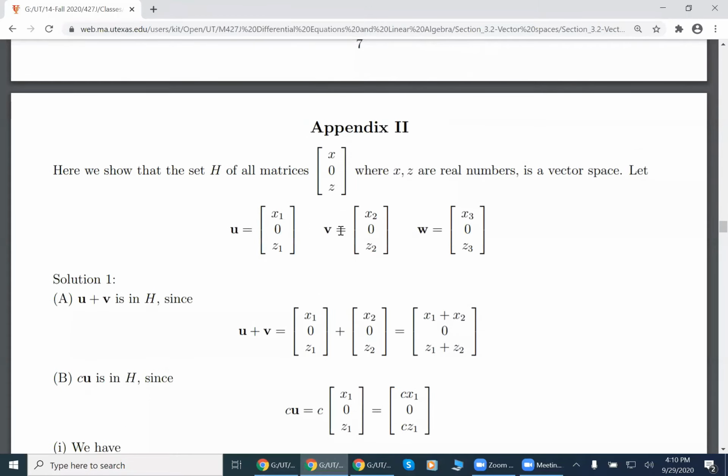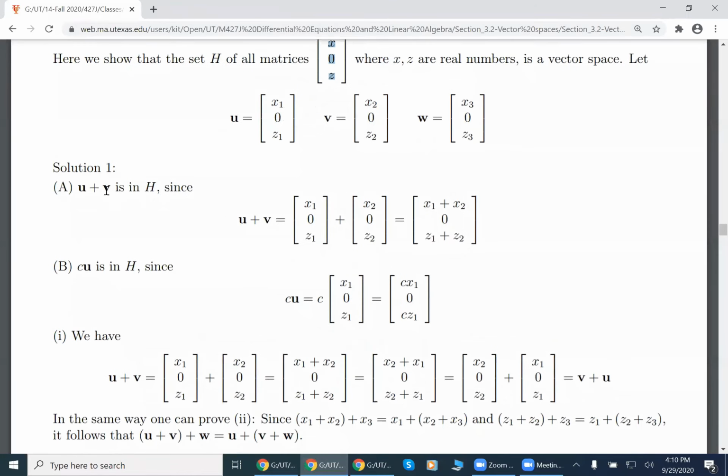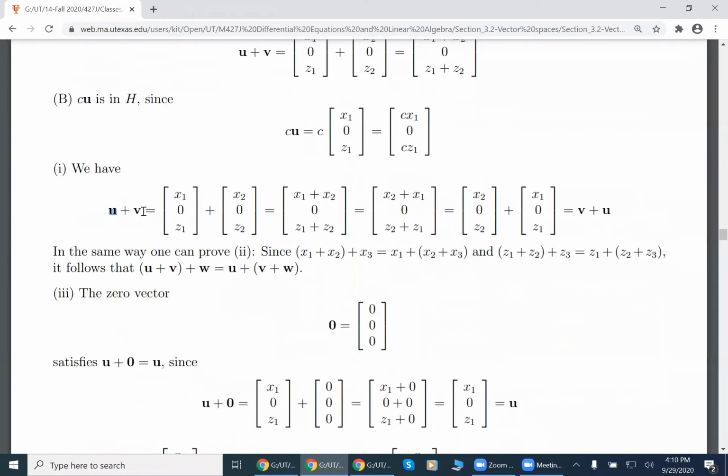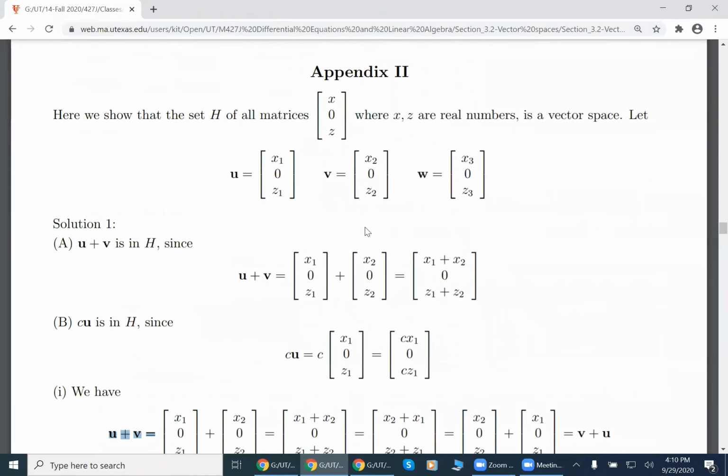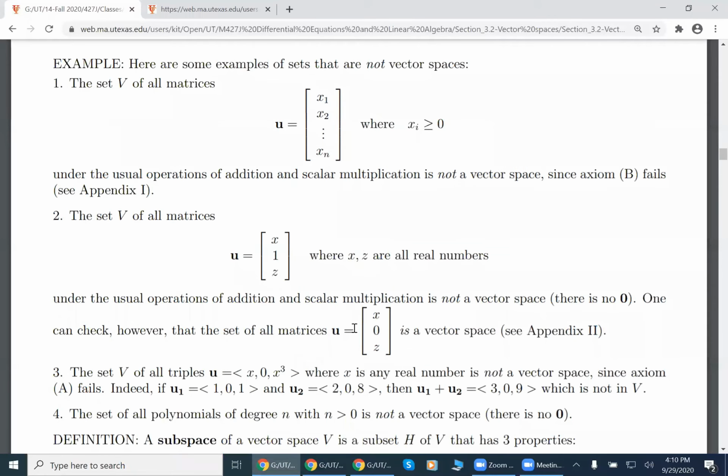Way number 1, in order to show that this set is a vector space, we check all 10 properties. We show that it is closed under addition, multiplication by a scalar, commutativity, and so on. However, later today, I'll show you how to prove that this set is a vector space in a much shorter way. We will discuss it later today. So, once again, this set is not a vector space. This is a vector space.